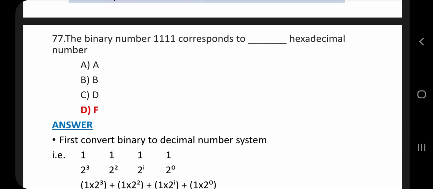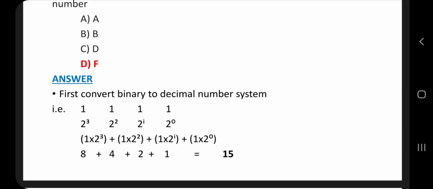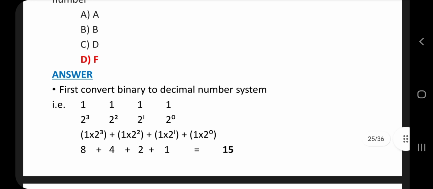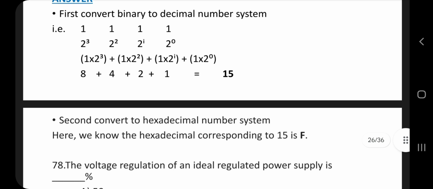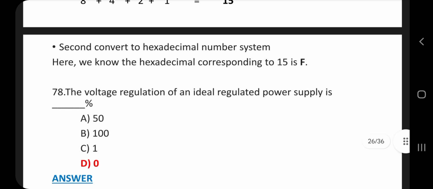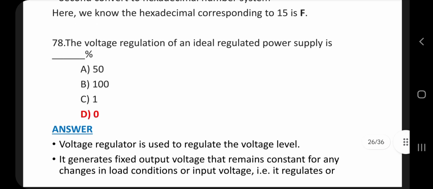77. The binary number 1111 corresponds to dash hexadecimal number. Answer is option D, F. First, convert the binary to decimal number system. That is 1 into 2 raised to 3 plus 1 into 2 raised to 2 plus 1 into 2 raised to 1 plus 1 into 2 raised to 0. We get 8 plus 4 plus 2 plus 1 equal to 15. Second, convert to the hexadecimal number system. Here we know the hexadecimal corresponding to 15 is F.